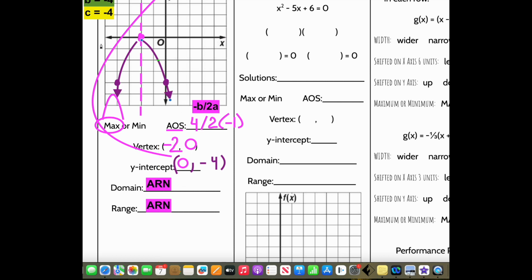And if we laid that parabola flat against the x-axis, we would find that our domain is all real numbers. But if we folded it in half on the y-axis, we would find that it would be all real numbers less than our vertex there. So we're going to say less than or equal to 0 for our range values.